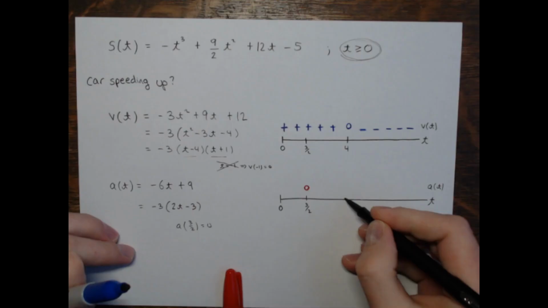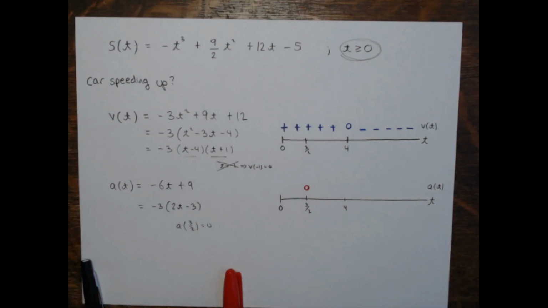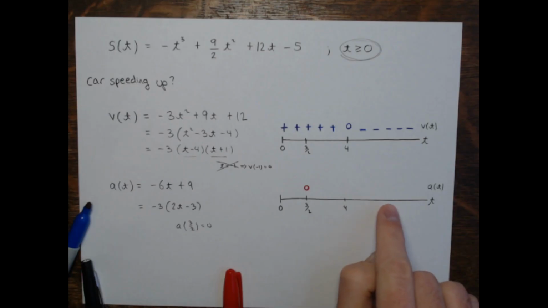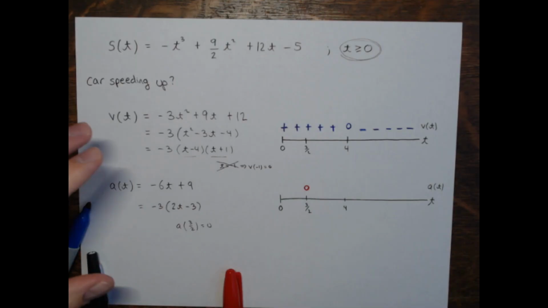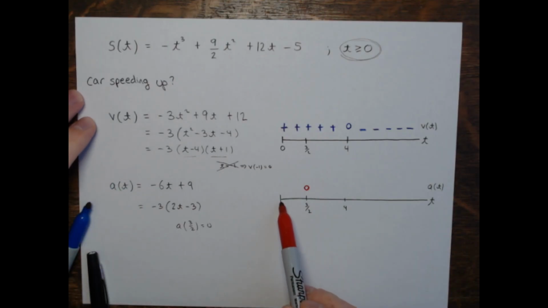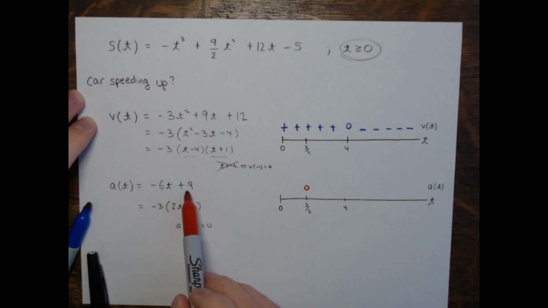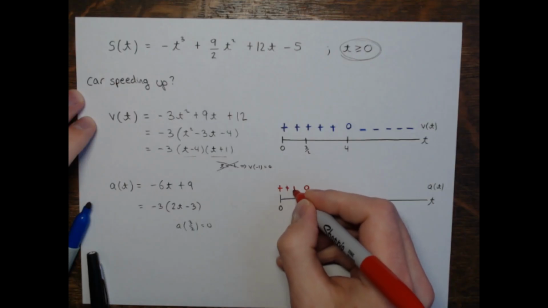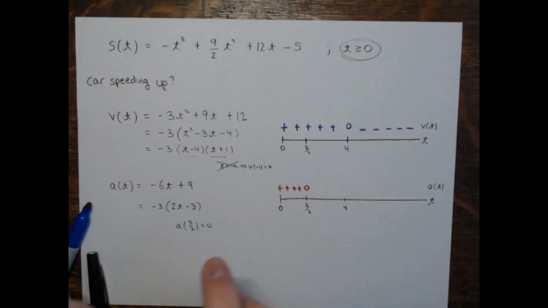I'll also line up the 4 down here. But still, at 1.5 seconds, no acceleration. So everywhere else, it's going to be either positive acceleration or negative acceleration. Now, when time is 0, acceleration would be +9. So positive acceleration for the first 1.5 seconds.